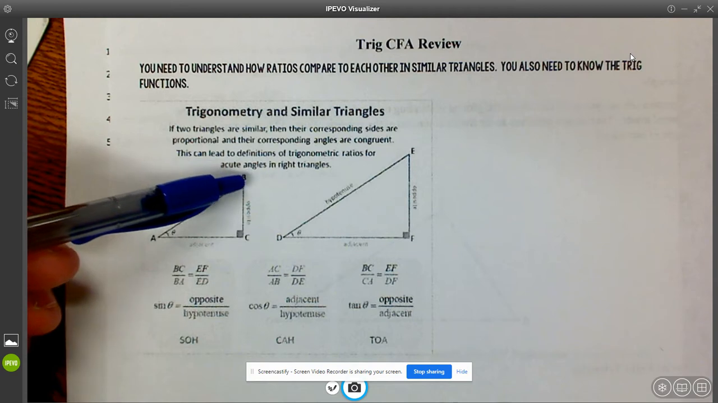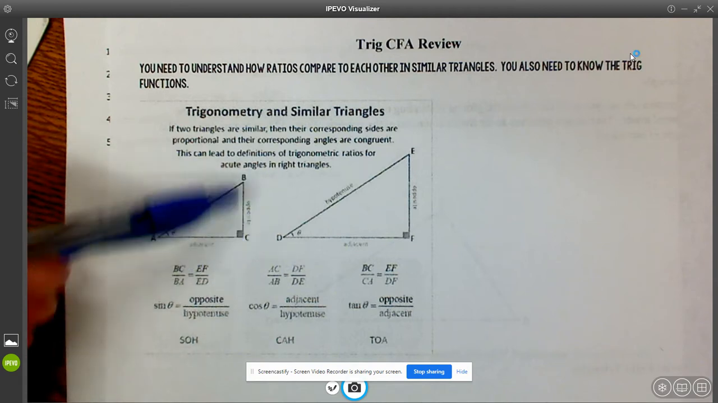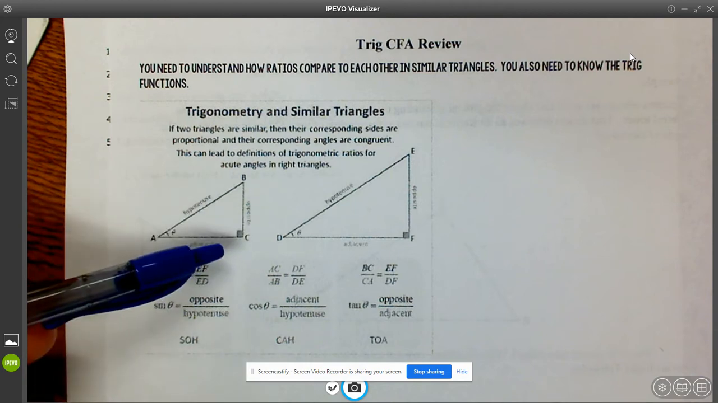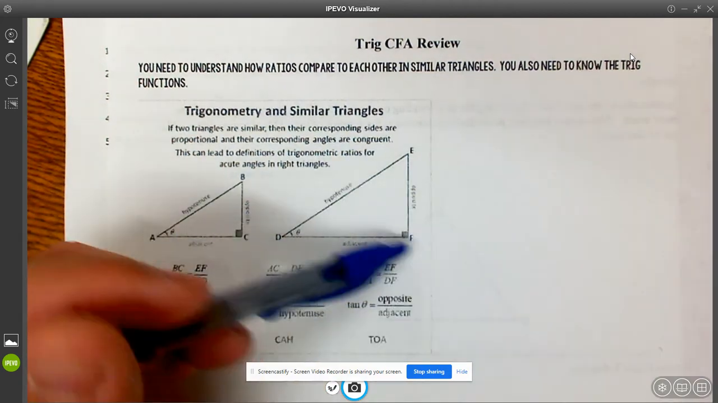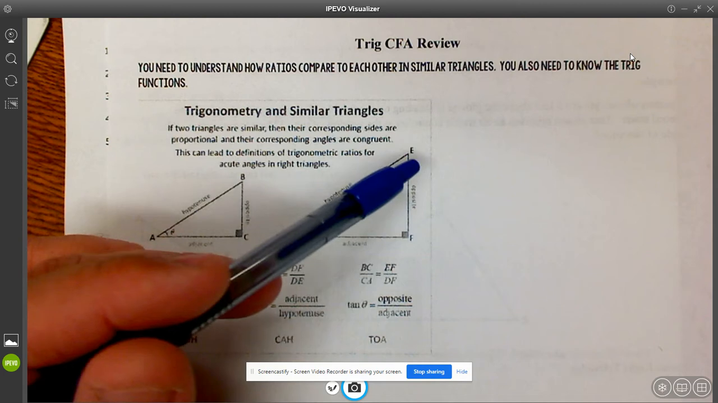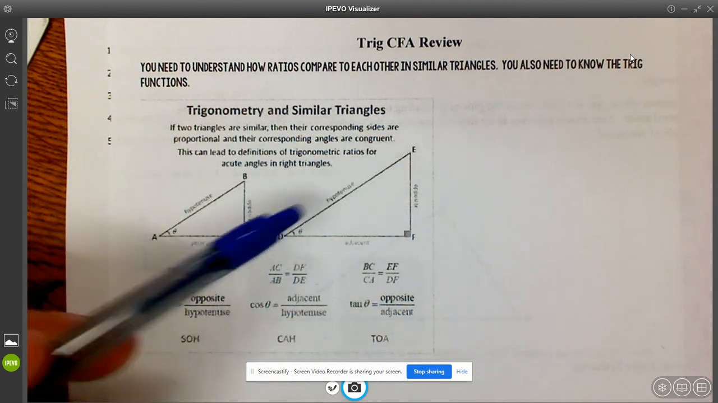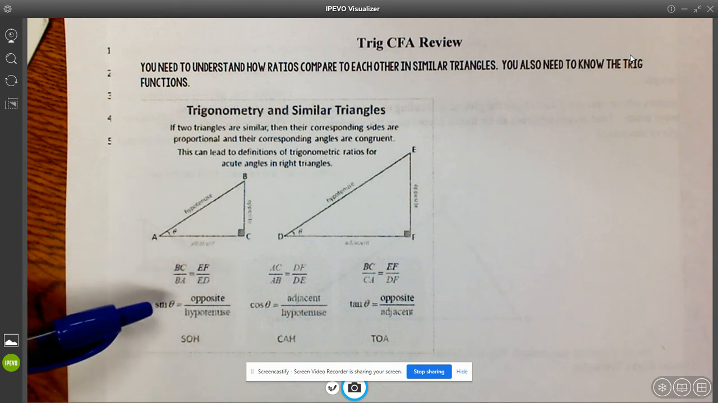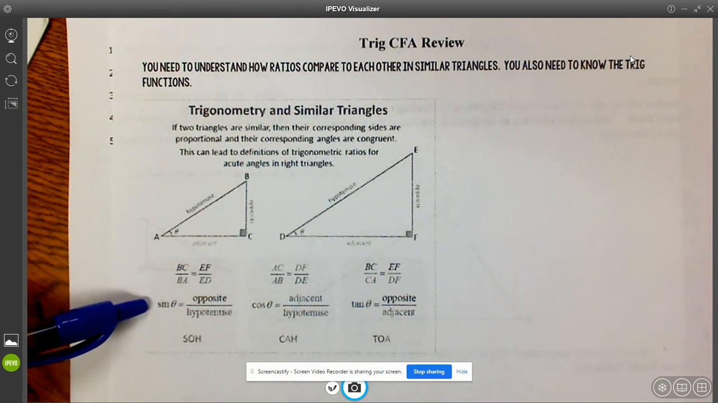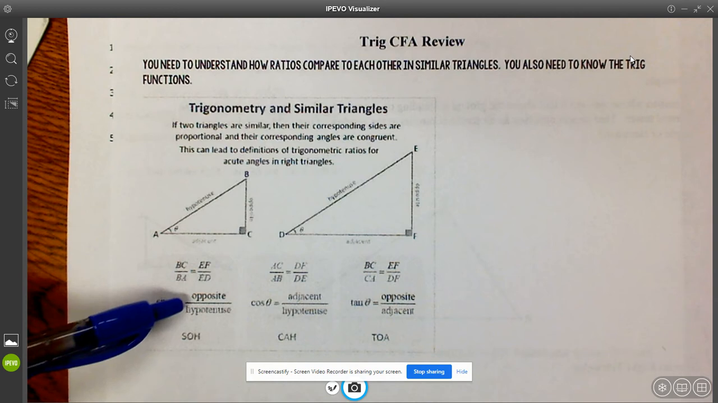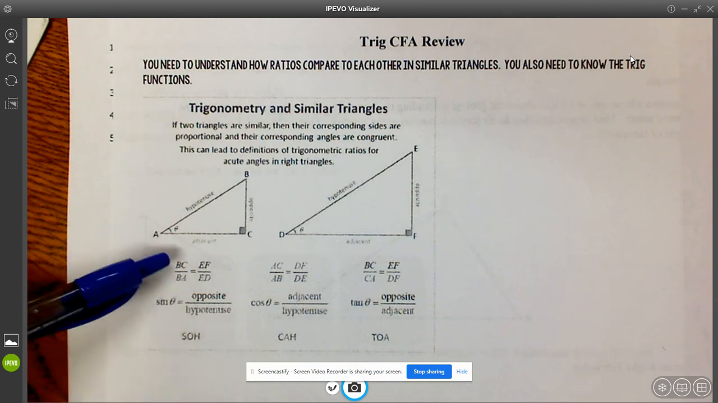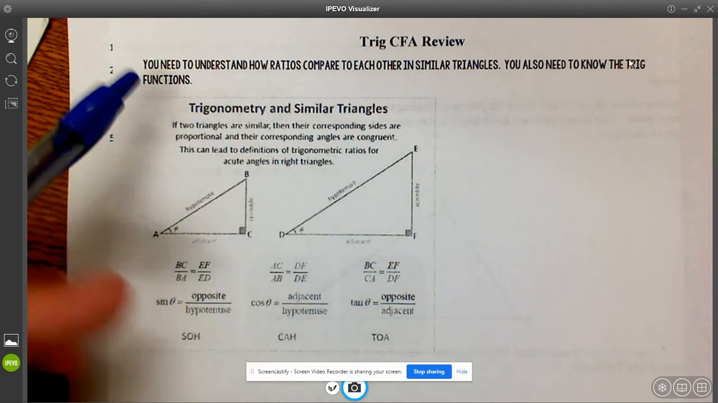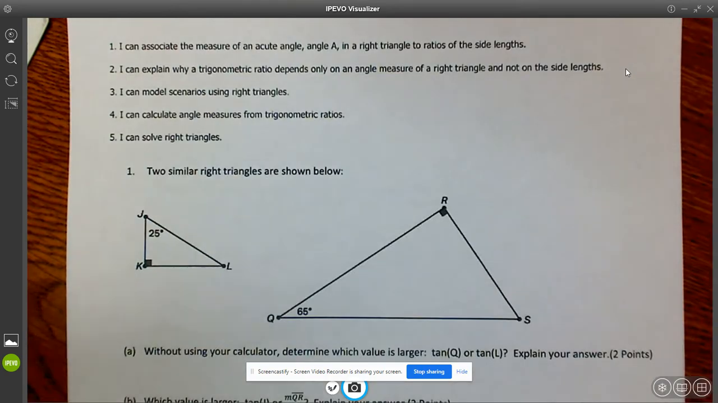So if I have BC and BA, that ratio is always going to be the same as the corresponding sides of the other triangle, EF over ED. We call this the sine property, the sine function, opposite over hypotenuse. So we don't need numbers to compare anything on triangles.